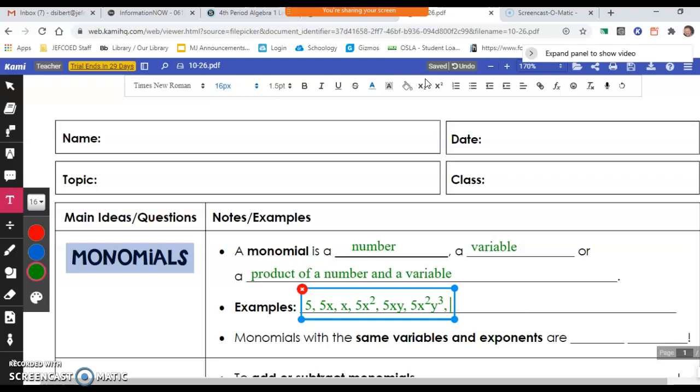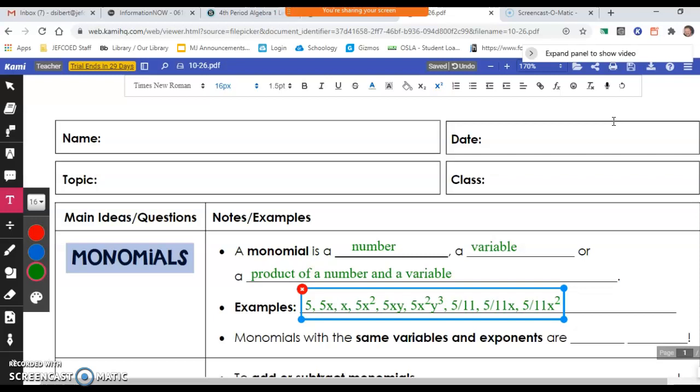We could also have fractions. Okay, you could say 5/11, okay? Or it could be a half, a third, a fourth, a fifth, any of those, okay? You could also say 5/11 x, okay? You could go 5/11 x with an exponent. Okay? Again, this is not just limited to what we have here.